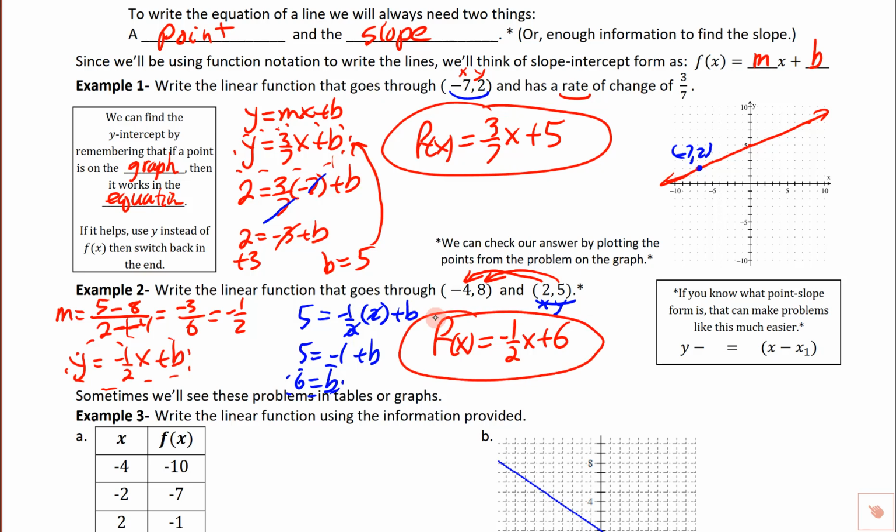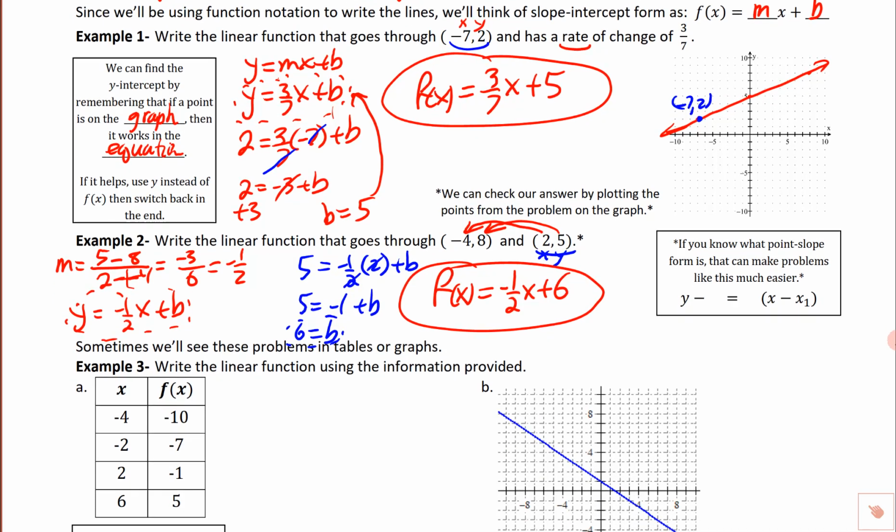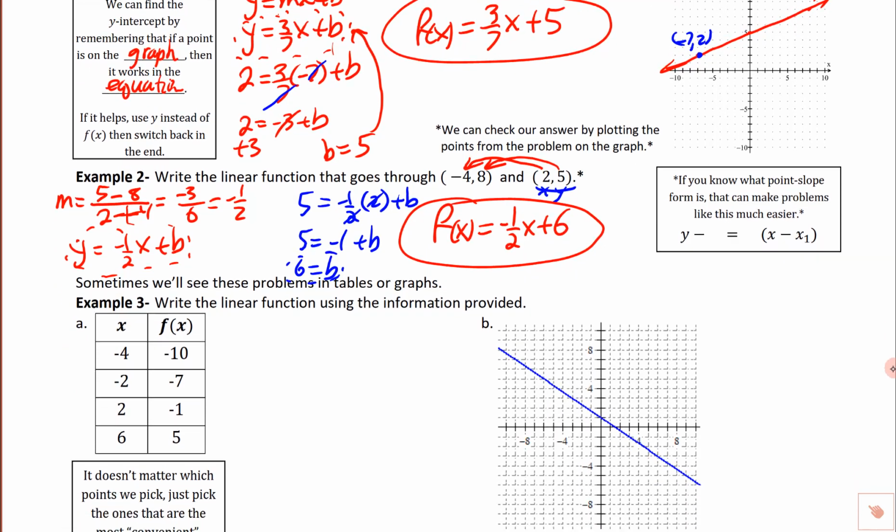Now, I am going to mention one quick thing. Some of you may be familiar with something called point-slope form. I find point-slope form much easier. Some people really like it, some people don't. So here's what we do. Point-slope form works like this. It's y minus y1 equals m times x minus x1. And this is what's nice about this.